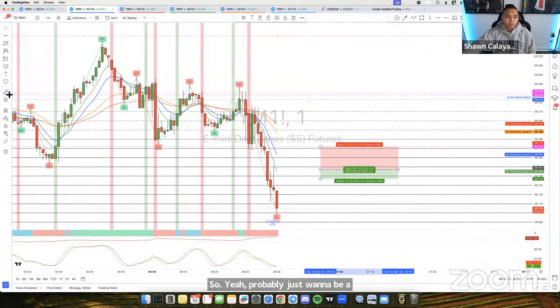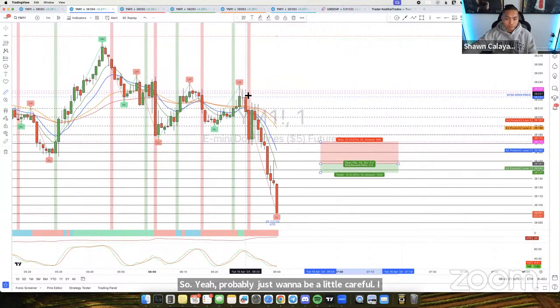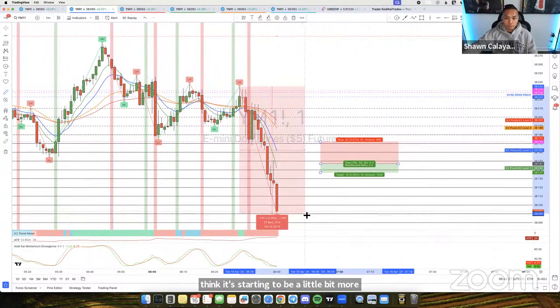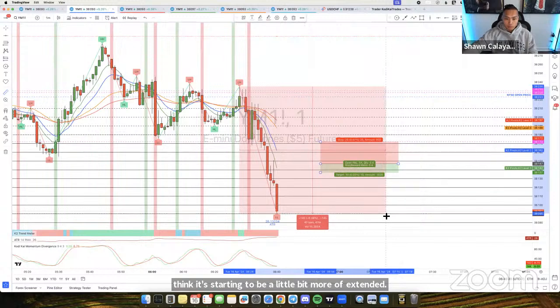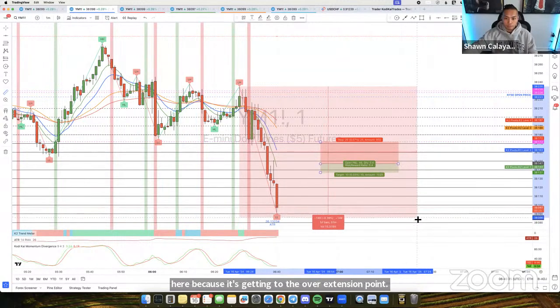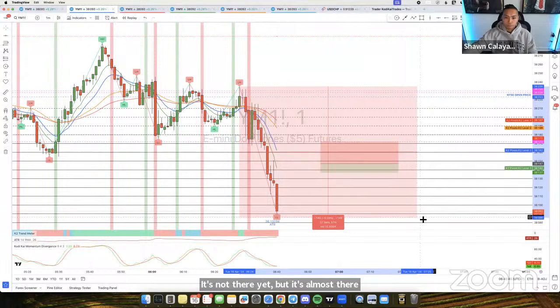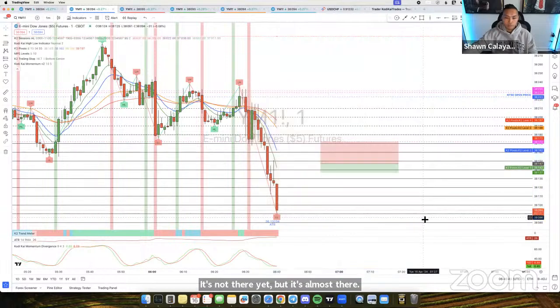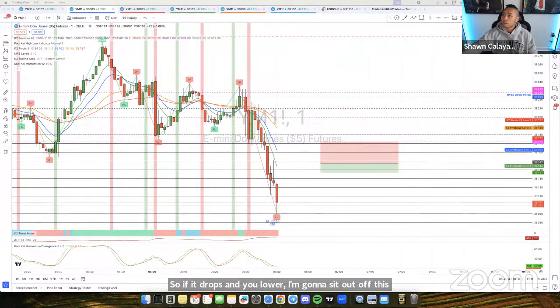I think it's starting to be a little bit more overextended. So this might be one that I'm probably going to skip. If it drops any lower, I'm probably going to skip this here because it's getting to the overextension point. It's not there yet, but it's almost there. So if it drops any lower, I'm just going to sit out this MPS. Probably wait for the next one.